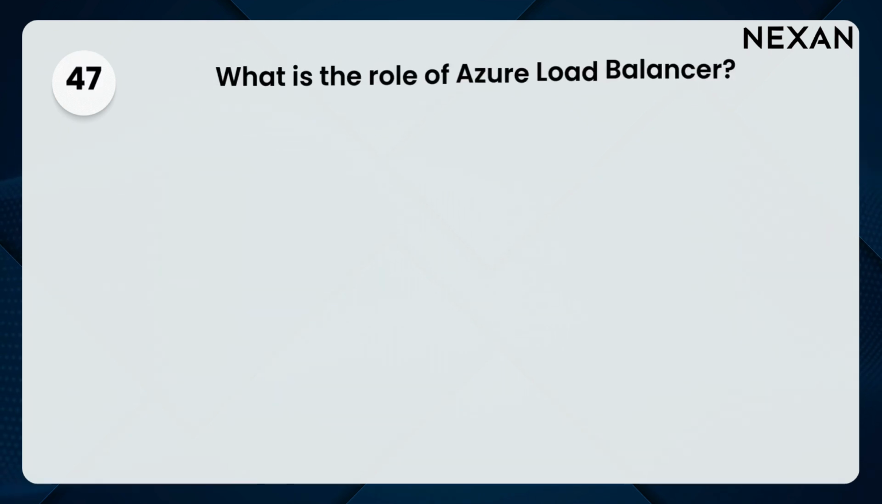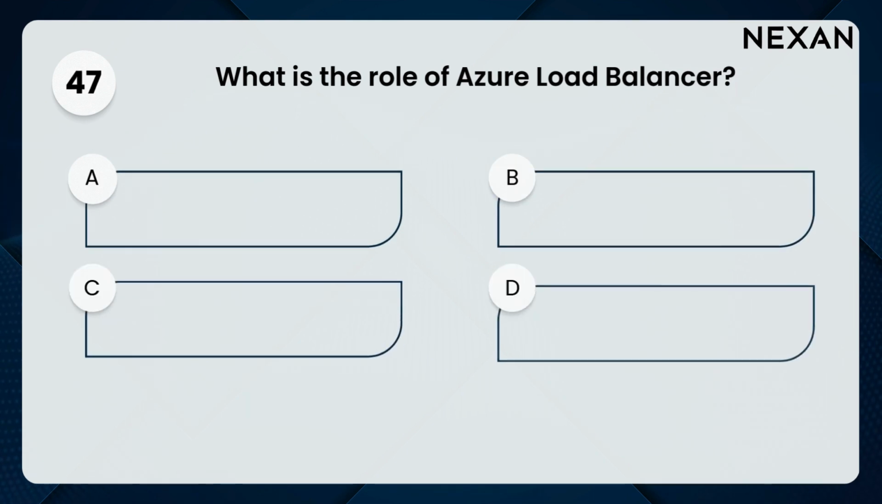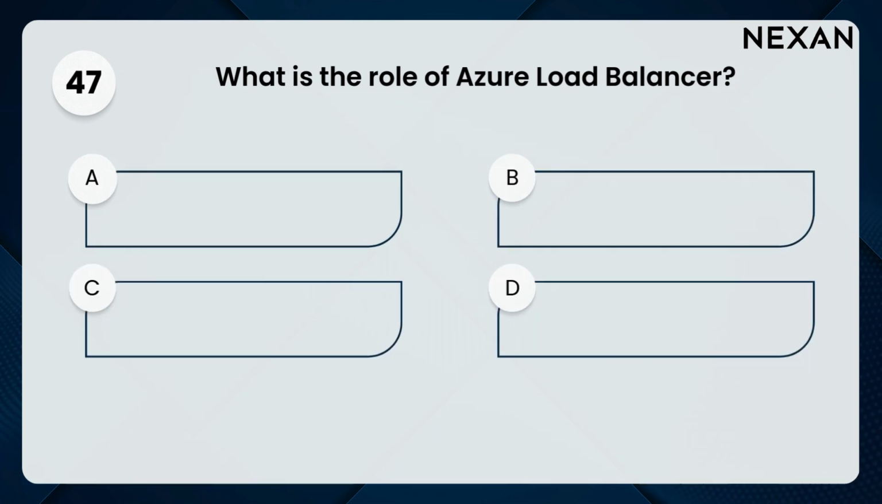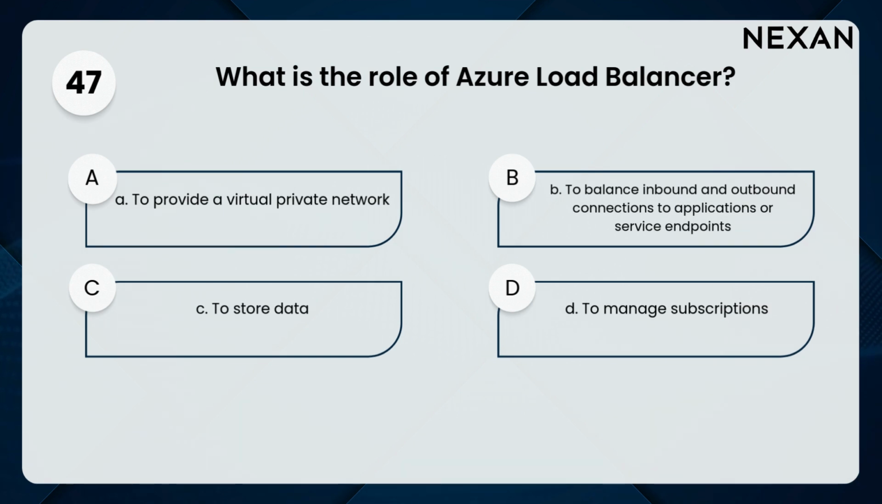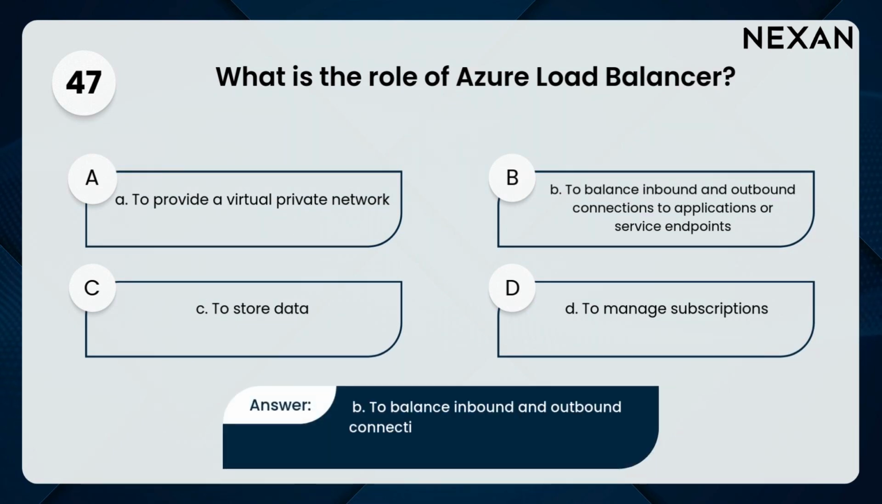47. What is the role of Azure Load Balancer? A, to provide a virtual private network. B, to balance inbound and outbound connections to applications or service endpoints. C, to store data. D, to manage subscriptions. Answer: B, to balance inbound and outbound connections to applications or service endpoints.